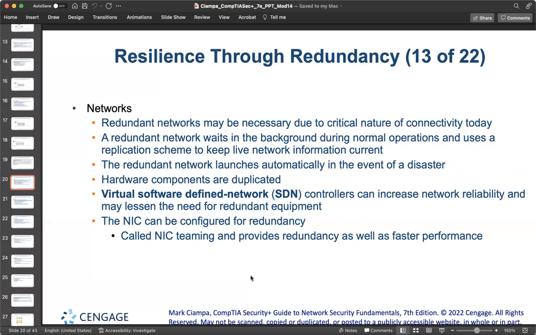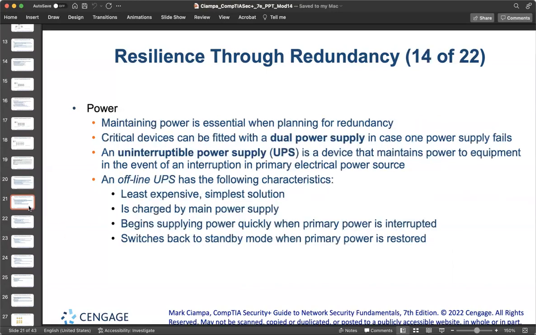You also have the NIC teaming, because the network interface cards can be configured also for redundancy, which is called network interface card teaming. And that provides redundancy as well as faster performance on the devices, because now you have multiple NICs, which is like you're adding more lanes to a highway that you're communicating over.